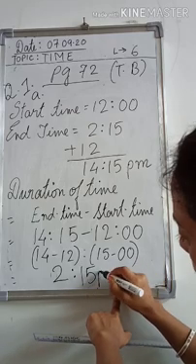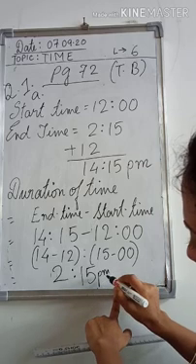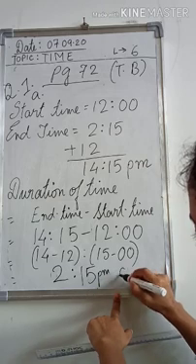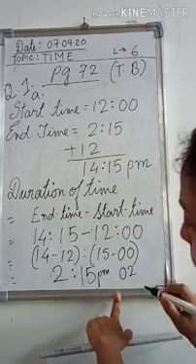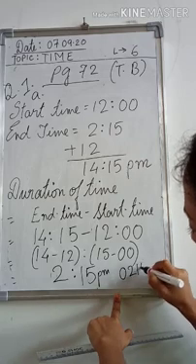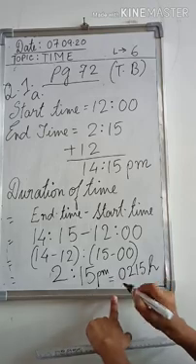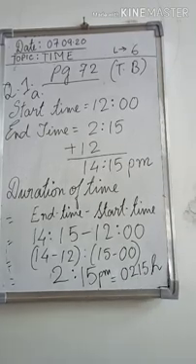So the answer will be, this is a 12-hour format, isn't it? Because I have written PM there. So let me convert it to a 24-hour format. We need a 4-digit number to convert it to a 24-hour format. So 02:15H. So that means this is the final answer in the 24-hour format. 2 hours 15 minutes.